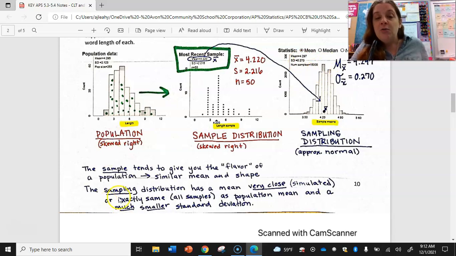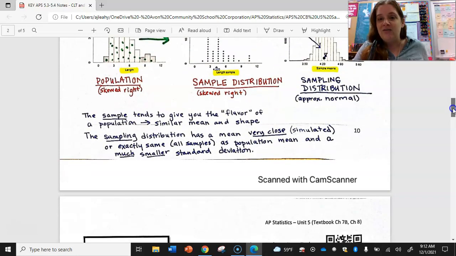All right, so the sampling distribution has a mean that is very close when it's simulated, or exactly the same if you were able to get all possible samples of that population mean, and it has a much smaller standard deviation than your sample does. Notice the standard deviation 0.270 versus 2 point something. So the standard deviation is much smaller, but the mean is very good.